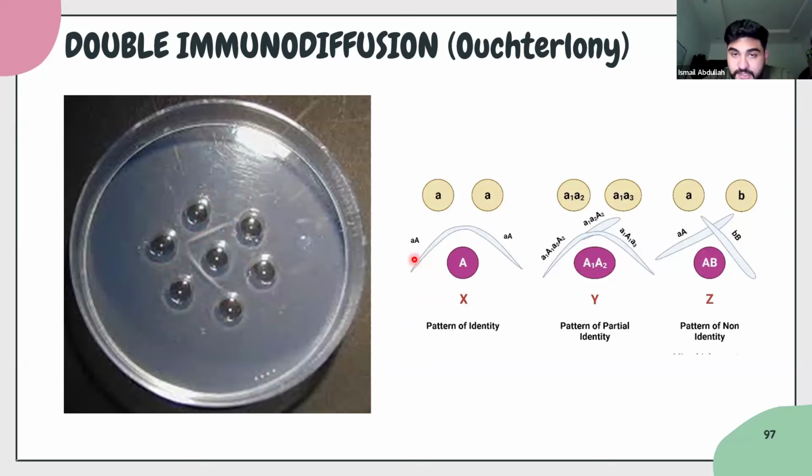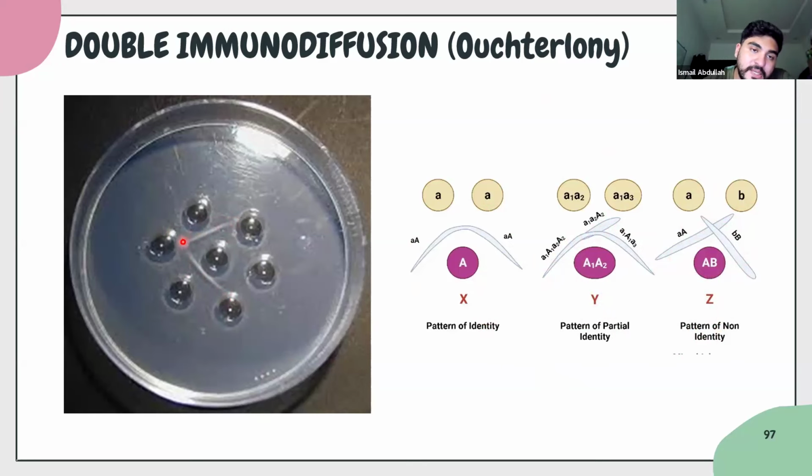Now, if the precipitate was shaped in this way, this means the antigens and the antibodies follow a certain pattern of identity, like this is known for disease X, or antigen-antibody X. Sometimes there's a pattern of partial identity. It looks like this. Sometimes it looks like a cross. The only reason I added this image here is to tell you what normal looks like and what abnormal looks like. So this is normal.